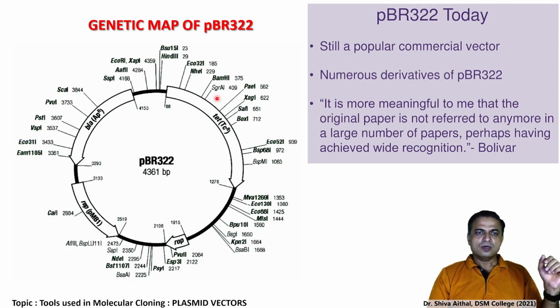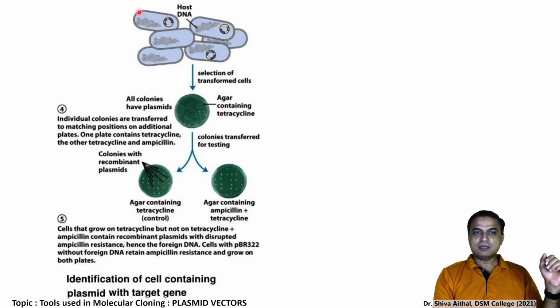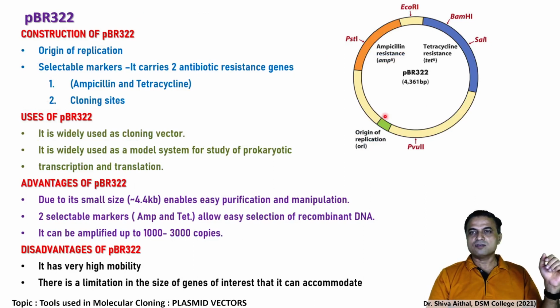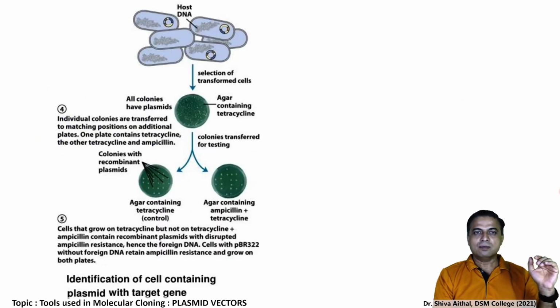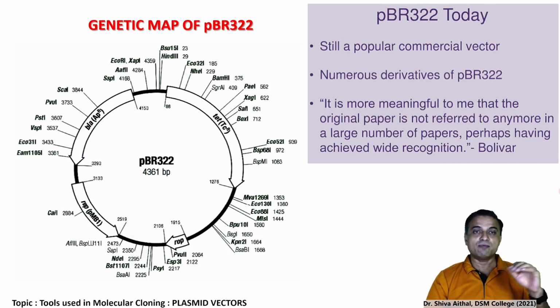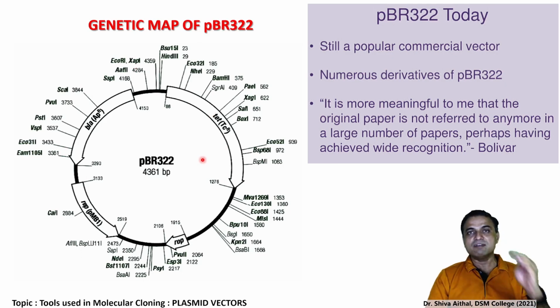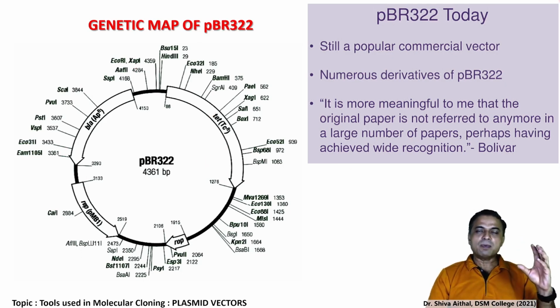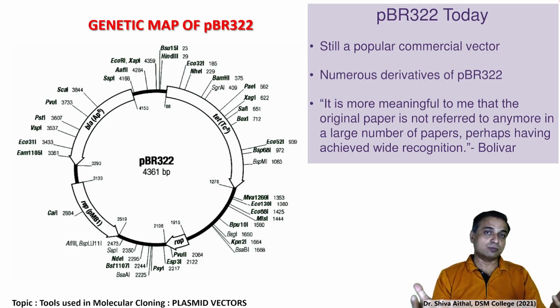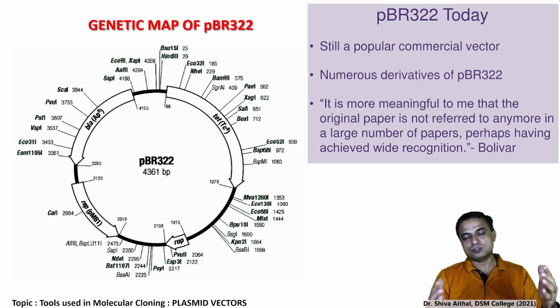Finally, this is the real picture. Whatever picture I have been showing you was for your understanding, with just two or three genes. But come back to here, this is the genetic map of pBR322. You can see there are various linkers and various restriction endonuclease cleavage sites. An ideal plasmid will have as many restriction endonuclease cleavage sites as possible. Why? Because that allows you better options, more options.